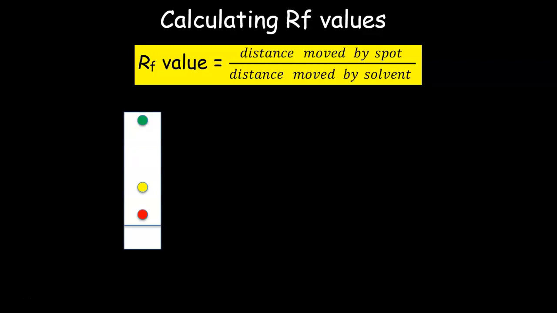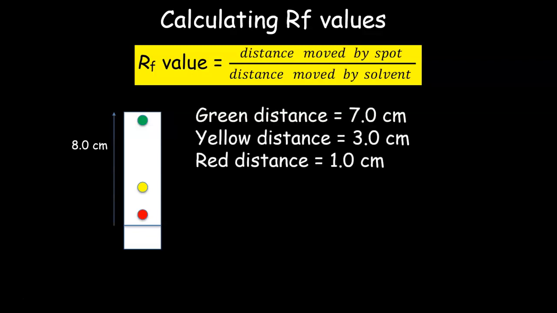So let's have a look at our old chromatogram, which is here, which I had in my previous video. Now, we've got a red dot, we've got a yellow dot, we've got a green dot. Now, let's say that the solvent moved a total of 8 centimeters. And the individual dots moved, 7 centimeters for the green, yellow moved 3, and the red moved 1. So each of those individual dots, you can calculate its own individual RF value.